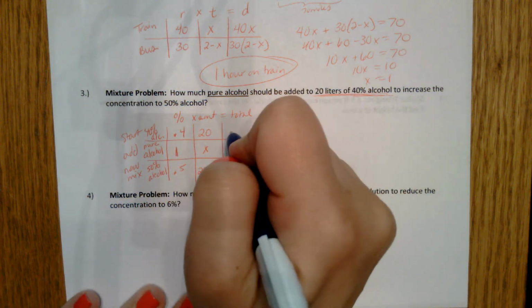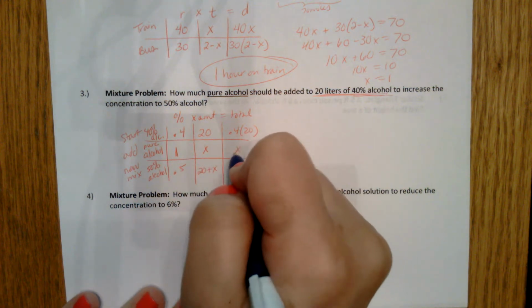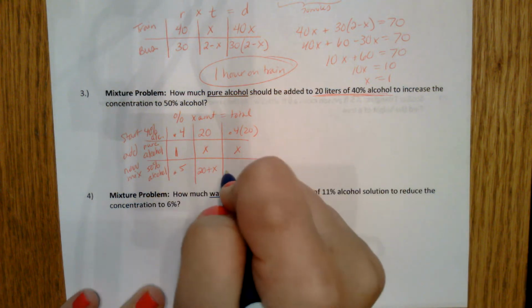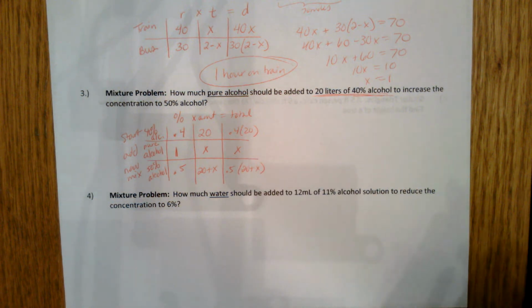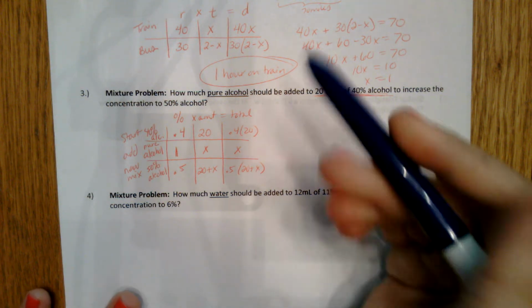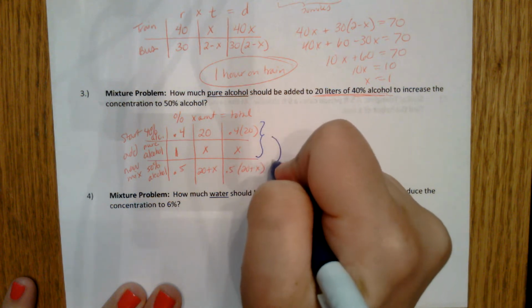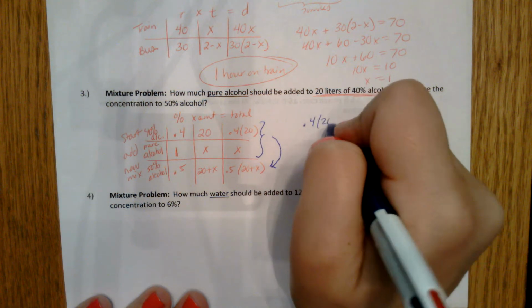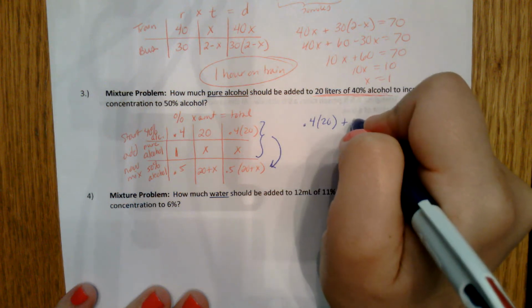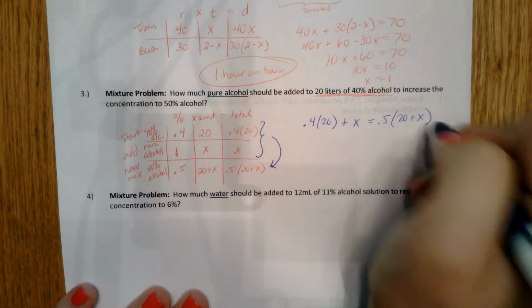Now multiply these across. 0.4 times 20, 1 times X is 1X, and then 0.5 times 20 plus X. Now, your equation to set up is really easy. These two together would make the new mix. So 0.4 times 20 plus the 1X would equal 0.5 times 20 plus X.